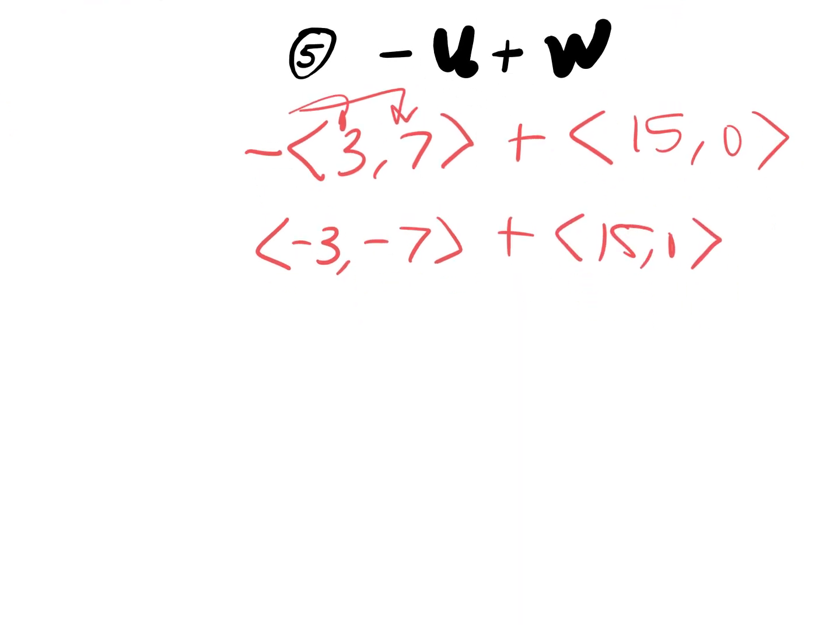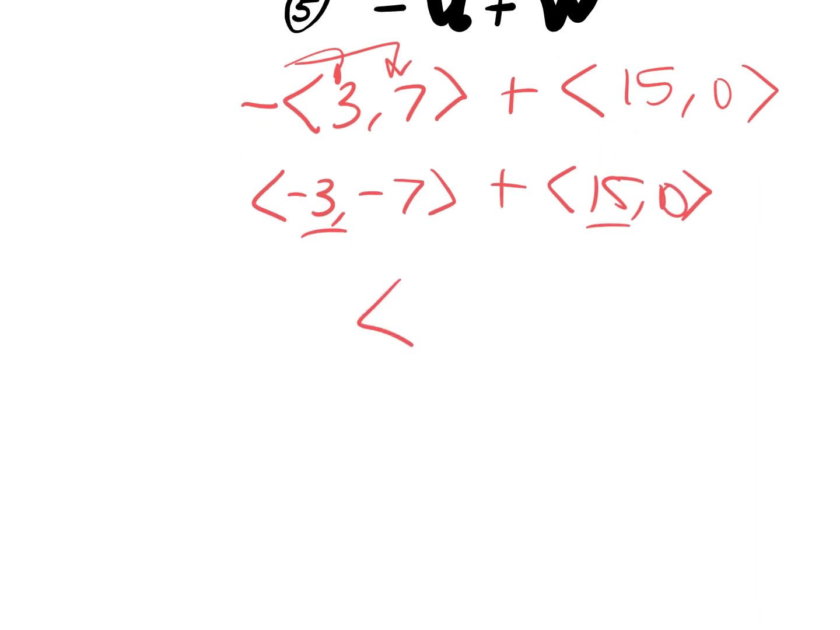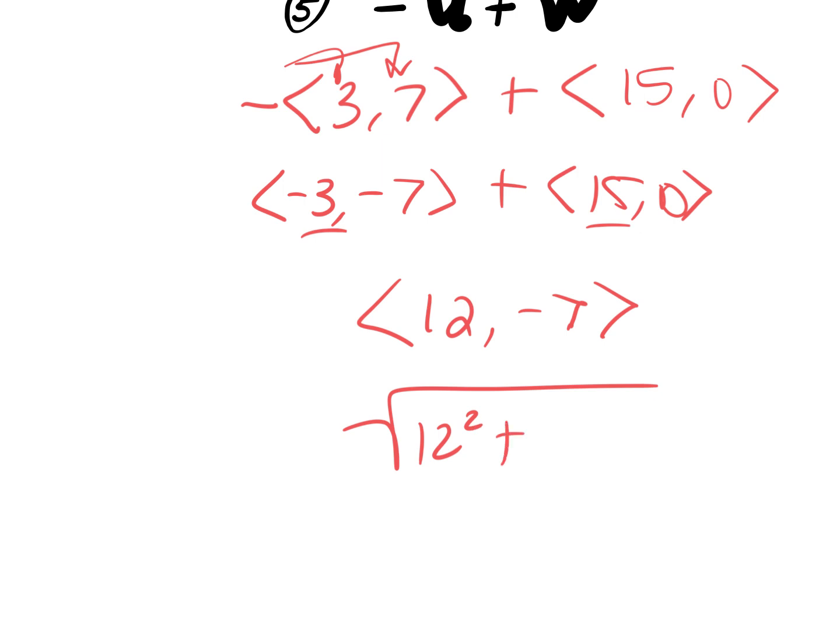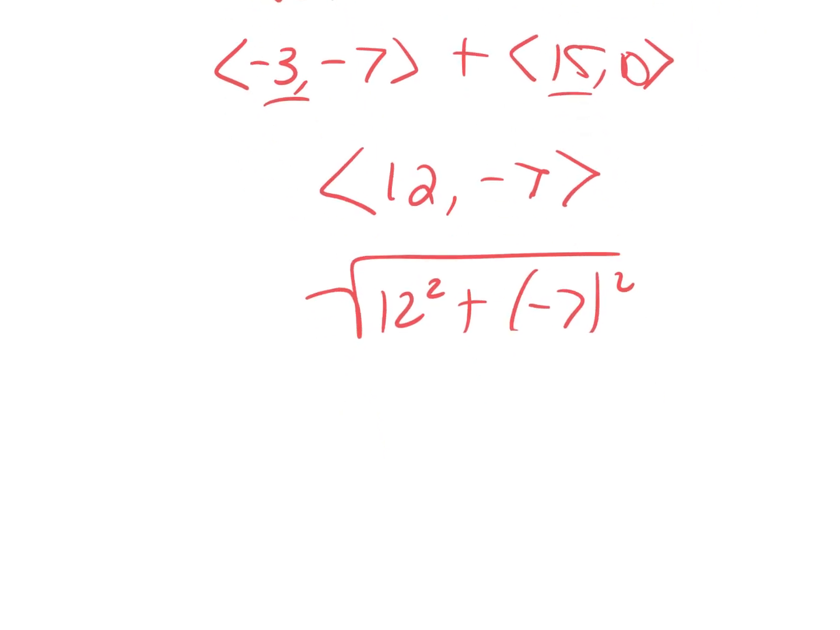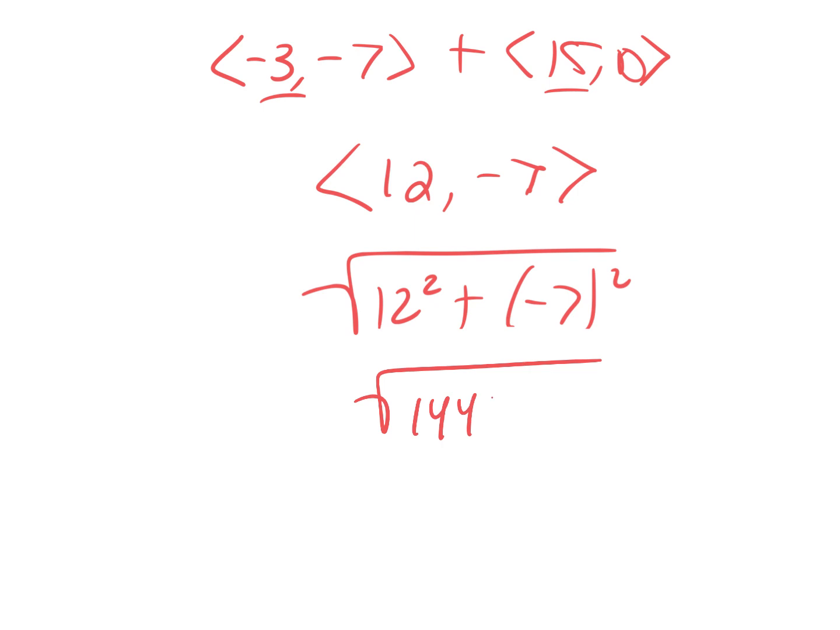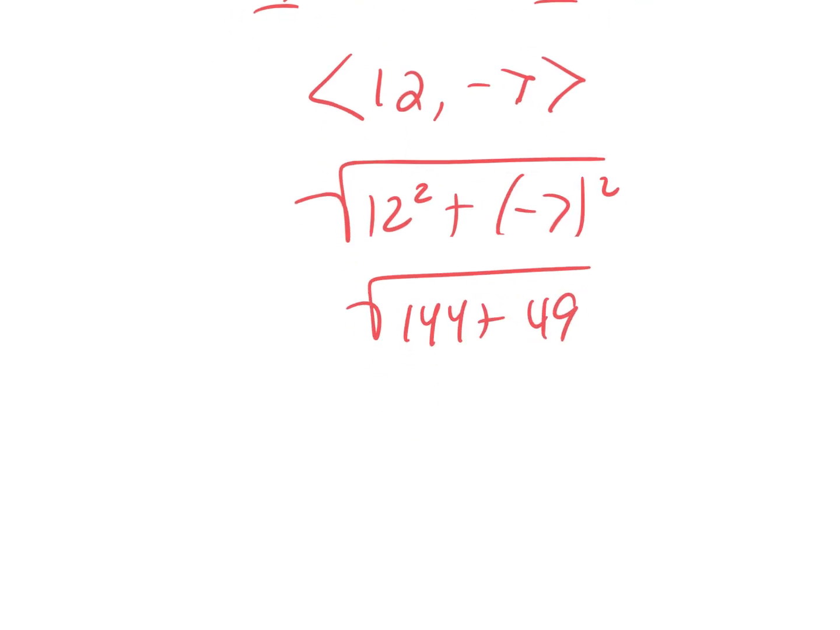What is -3 plus 15? 12, good. And then what's -7 plus 0? -7. In order to find the magnitude, if you needed to find the magnitude, you would just take v1 and square it, plus v2 and square it. So you get 144 plus 49. What's 144 plus 49? 193. And then you see if you can break it down. On your test, it's going to say give the exact value. That means no decimals, break down if you can.